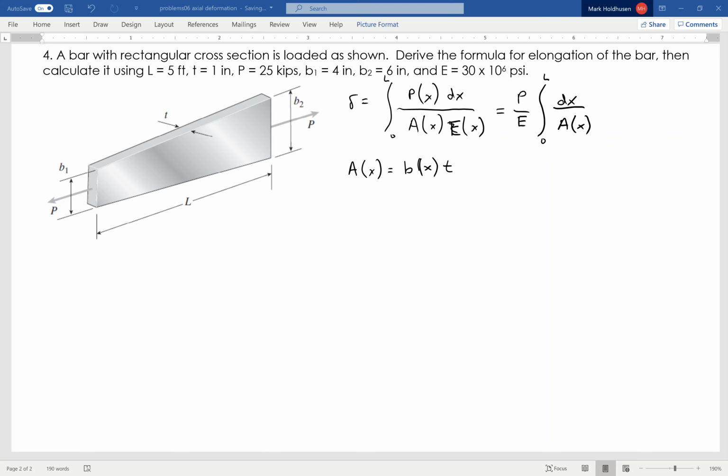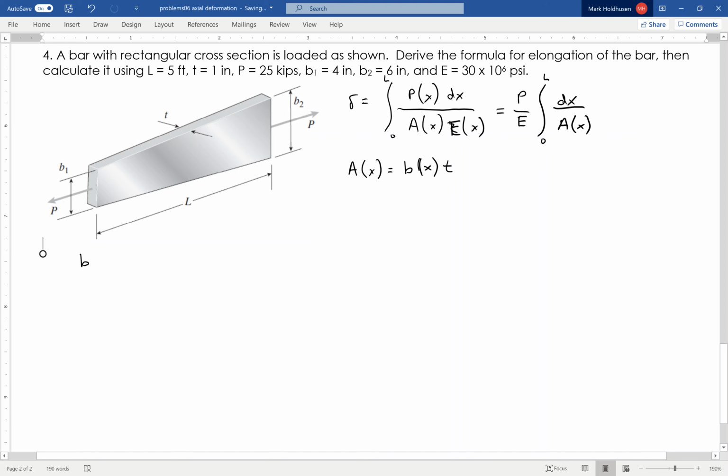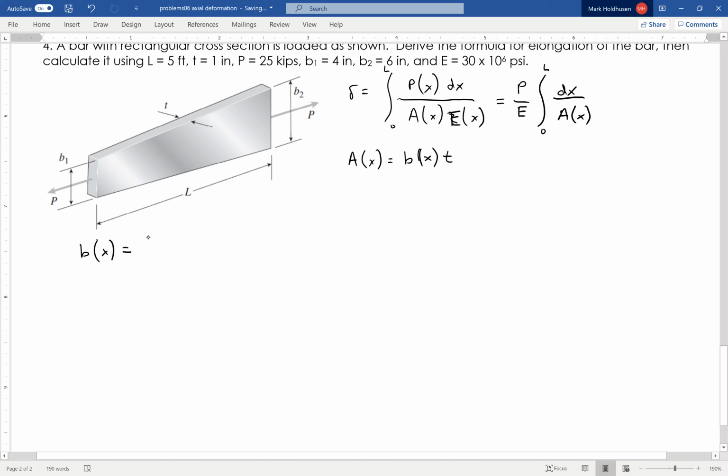So it's a straight line, so it's linear. Basically I just need to find the slope of it. Slope is rise over run. The rise is going from 4 to 6, so the rise is 2 inches. So I'll just say 6 minus 4. At one end it's 4, at the other end it's 6, so it rises 2. The run is 5 feet, so that's 5 times 12, which is 60. Take that times x.